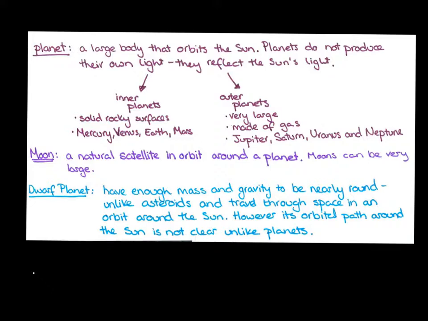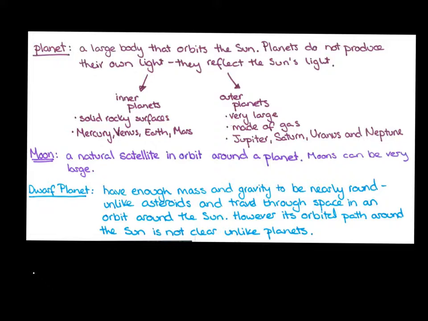Okay, and then finally, talking of Pluto, we have dwarf planets. There are loads of dwarf planets. The most famous one that we know about is Pluto, because it used to be classified as a planet and now it's classified as a dwarf planet. Dwarf planets are quite interesting. They have enough mass and gravity to be round, unlike asteroids, which are all sort of lumpy and funny shaped. And they travel through space in an orbit around the sun, so that's a bit planet-like, but their orbital path around the sun is not clear.